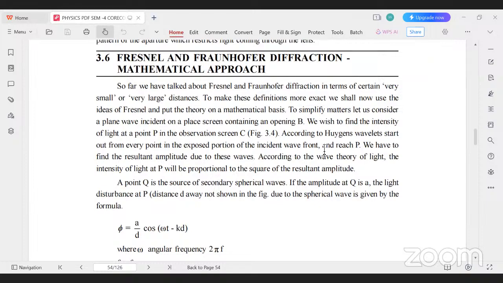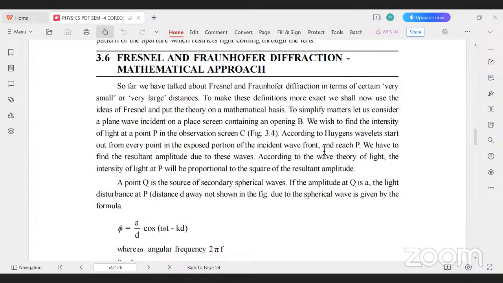Because how the light is focused determines how the intensity of the particles is going to work. That means the photons are coming out as an output. So the intensity must reach from one particle to another particle. So we always say the intensity of the light is proportional to the square of the resultant amplitude.